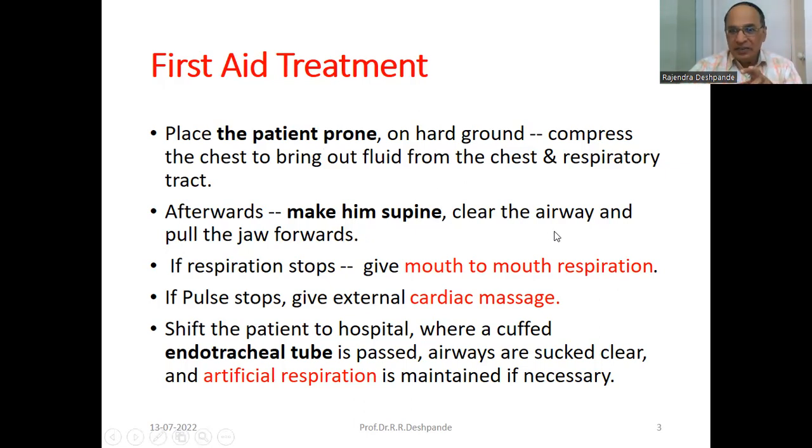Clear the airway. This airway should be cleaned and pull the jaw forward like this. Pull the jaw forward. These are special techniques you have to learn from experts, and then practice in the field. If respiration has stopped, what to give? Give mouth to mouth respiration.